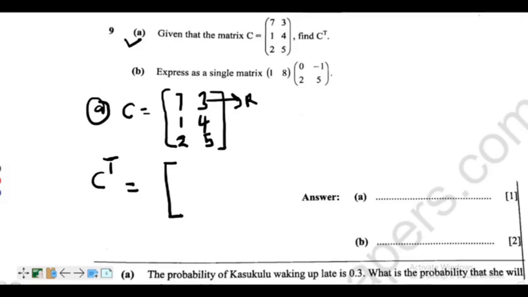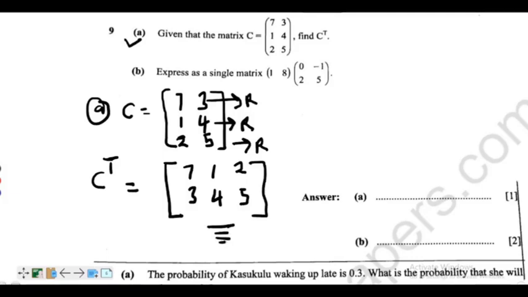Which will be like this, 7, 3. Then also 1 and 4, it's also a row to become a column, which will be 1, 4. Also 2 and 5, it's a row to become a column, which will be 2 and 5. So this is the transpose of matrix C, which is very simple to answer. So we are done with A. We now come to B.